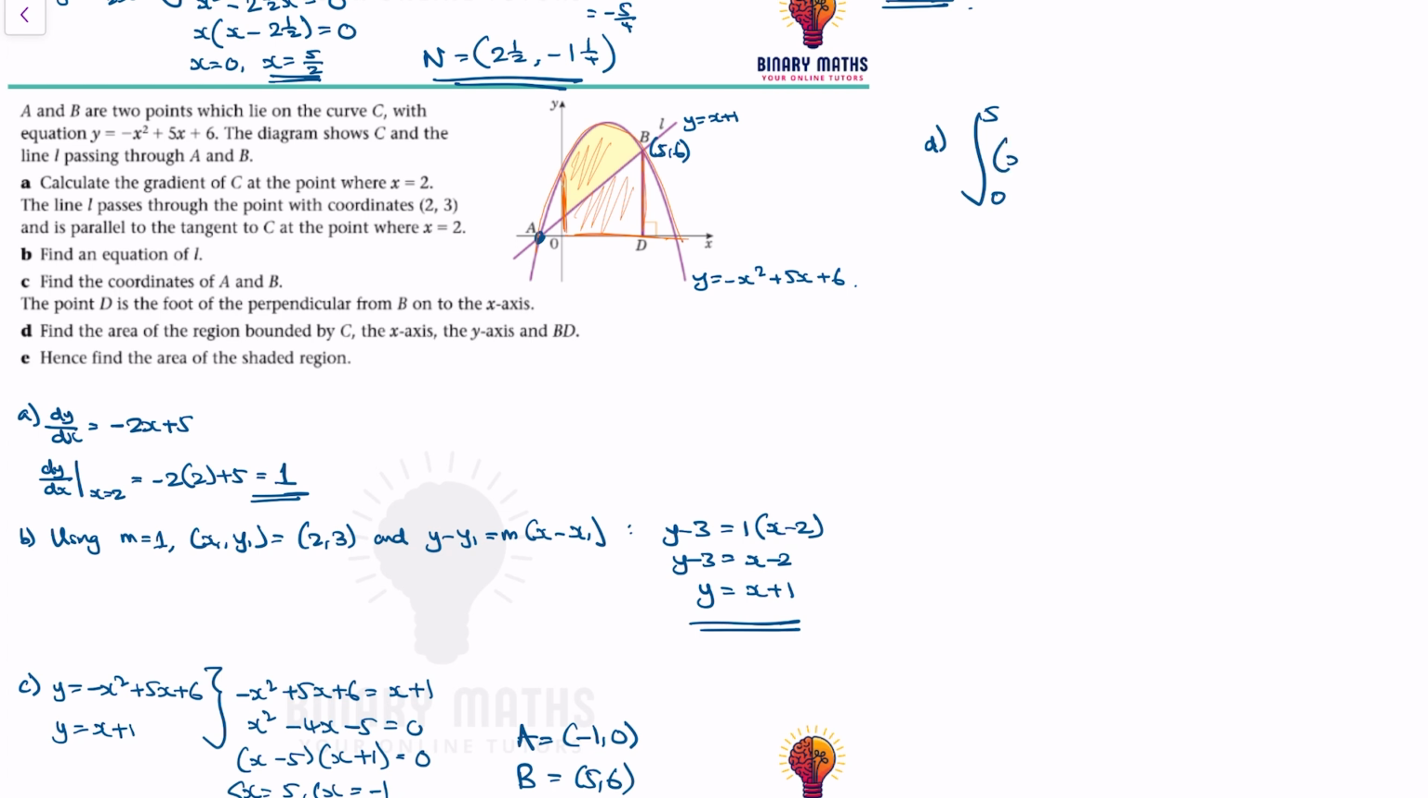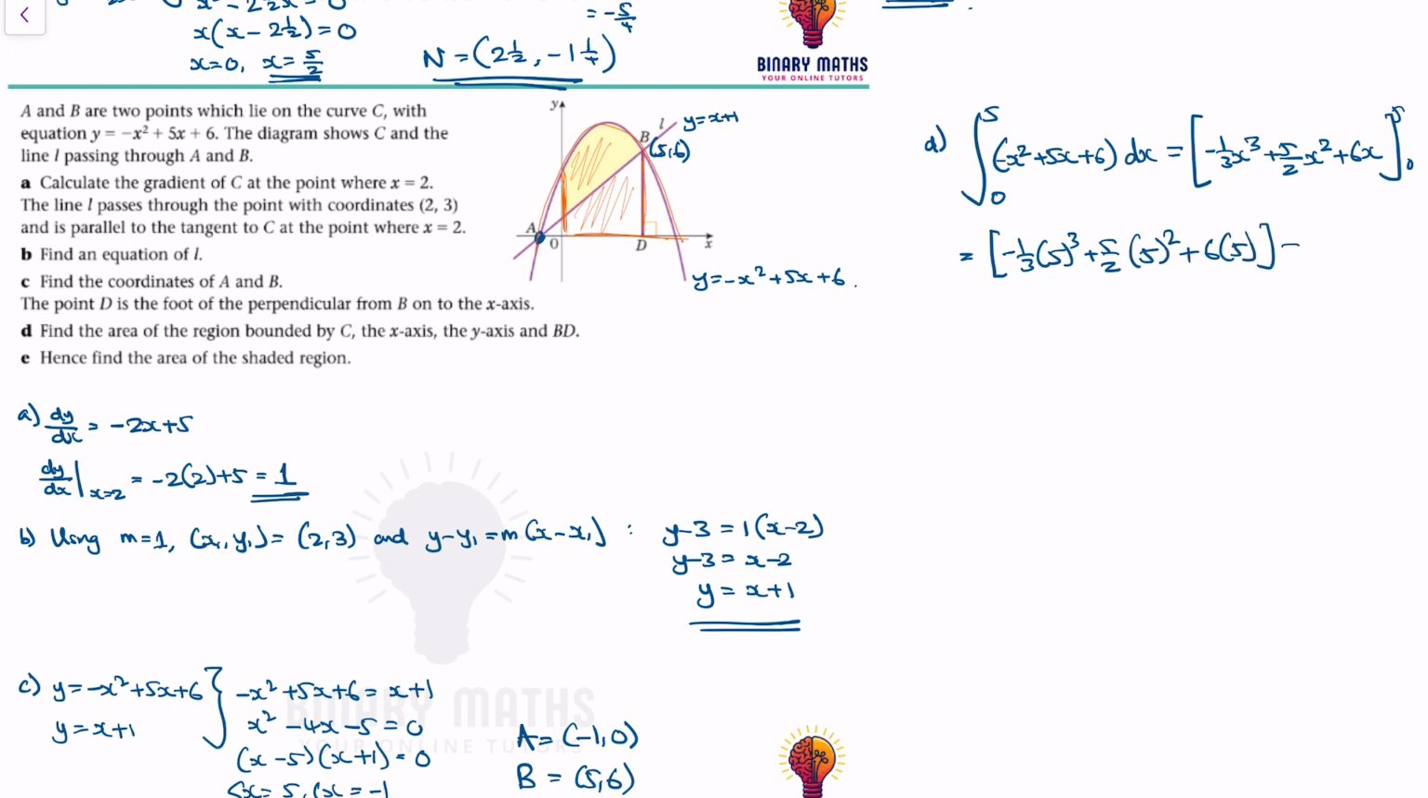So it's going to be the integral of minus x squared plus 5x plus 6 dx, which when we integrate it, we get minus a third x cubed plus 5 over 2 x squared plus 6x between 5 and 0, which is the same thing as substituting minus a third times 5 cubed plus 5 over 2 times 5 squared plus 6 times 5. When I substitute 0 into the expression, I get 0. If I put this into the calculator, I get 305 over 6.